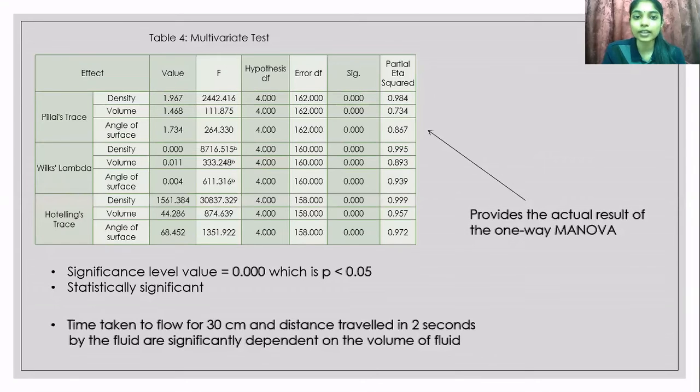Next, the multivariate test. These tables give us the Pillai's trace, Wilks' lambda, and Hotelling's trace. This table provides us the actual results of the one-way MANOVA. Also, in this table, the significance level is equal to 0, which is smaller than 0.05. Hence, this experiment is statistically significant.